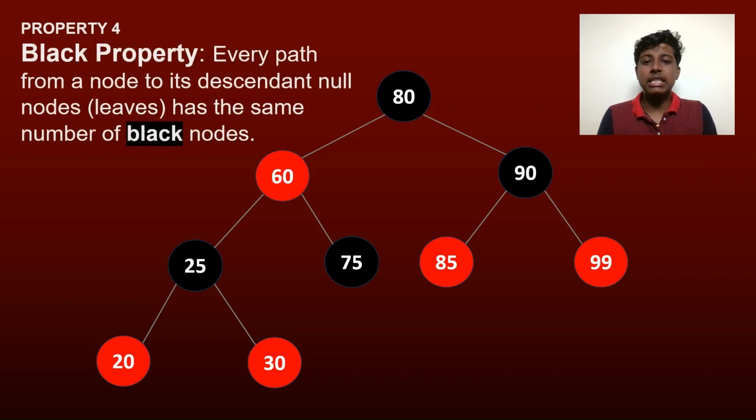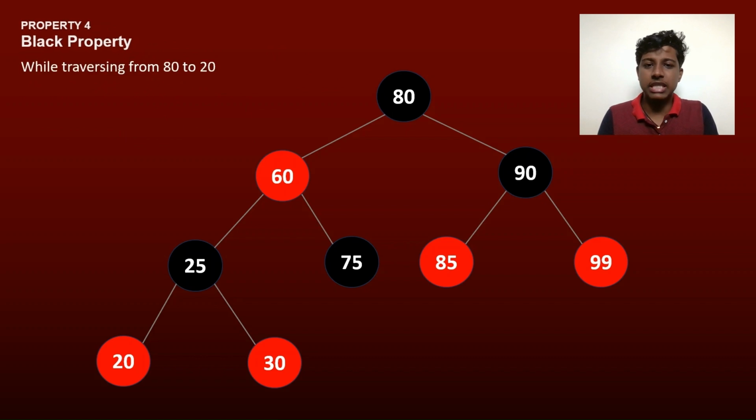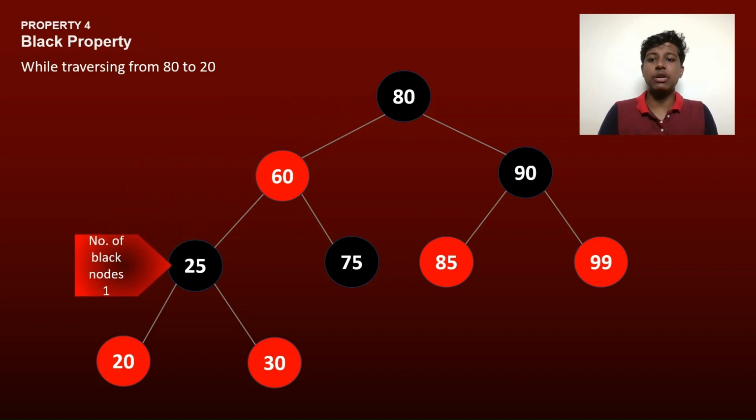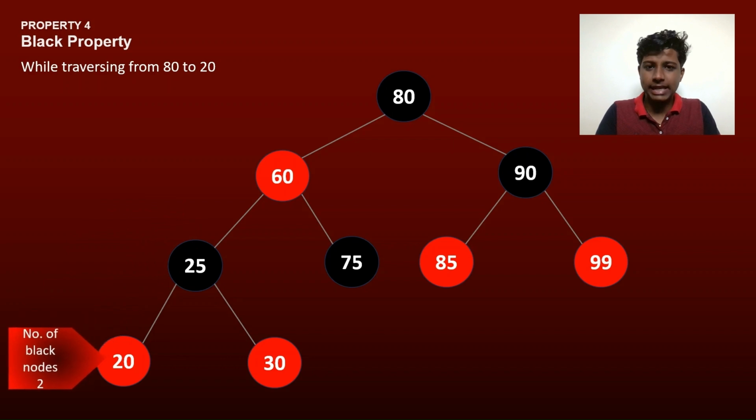The fourth property is about the number of black nodes. To prove this, let us first traverse from the node 80 to node 20. Let us start from the root node 80. It is our first black node. Now we traverse to node 60. The number of black nodes remains the same. Now when we reach the node 25, the number of black nodes increases to 2. We further move to node 20. This side of the tree is fully traversed and we have got 2 black nodes.